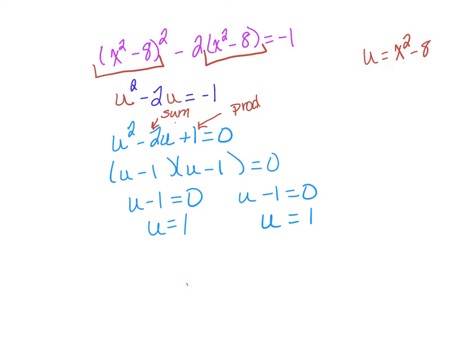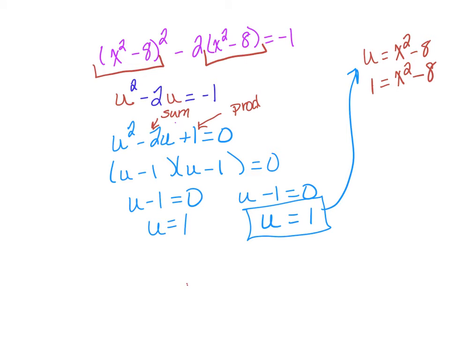Okay? So now we are going to take this u equals positive 1 and plug it in for that u right there. So don't stop after you find your value for u. Keep going. I'm going to take out that u and put a 1, because when I did the substitution, I found out that u is equal to 1. So I've got 1 = x² - 8.